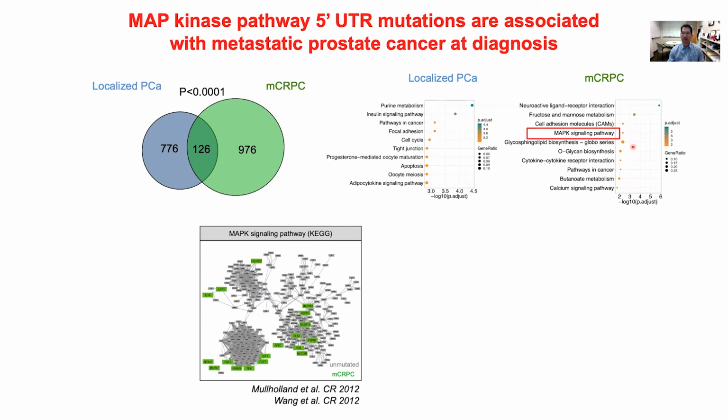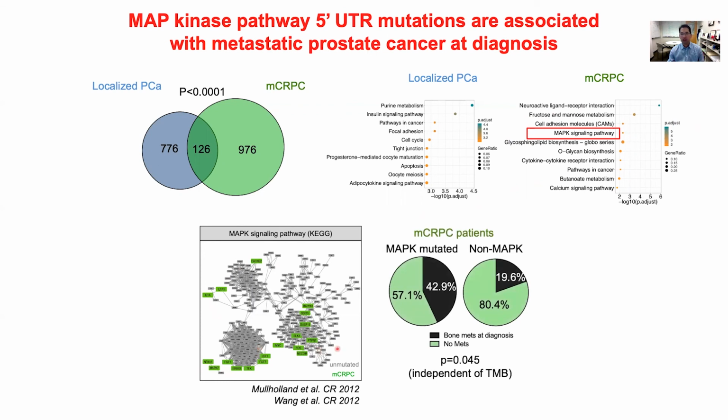And this is very interesting because the MAP kinase pathway has been shown causally, in mouse models, to induce metastasis. So we were interested in seeing if a patient had MAP kinase mutations, did this associate with worse outcomes for those individuals? What we found was that patients with MAP kinase mutations within the 5' UTR were twice as likely as those who did not to present with metastasis at diagnosis, demonstrating that 5' UTR mutations correlate with worse patient outcomes when associated with particular oncogenic signaling pathways like the MAP kinase signaling pathway.